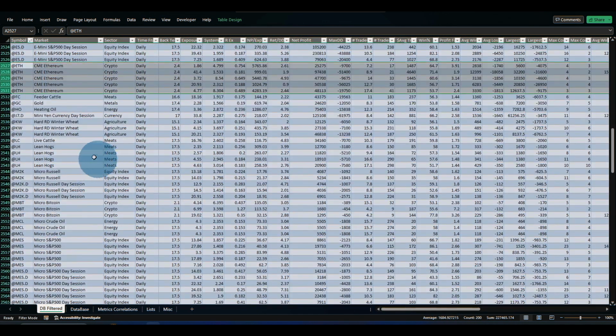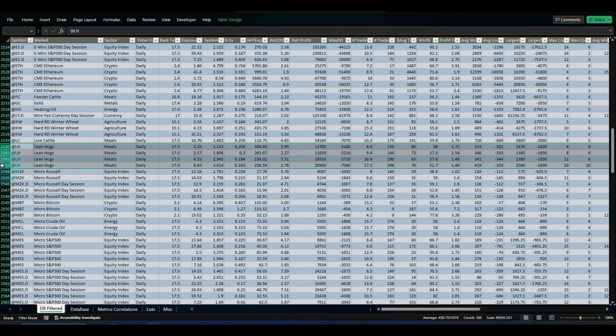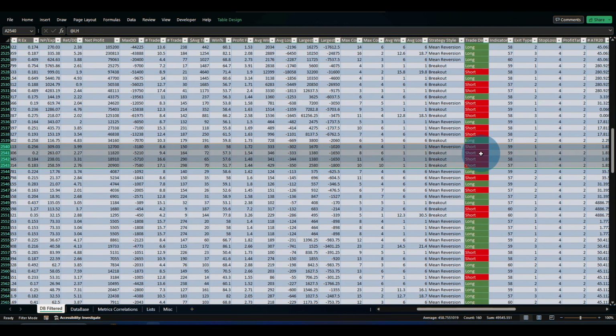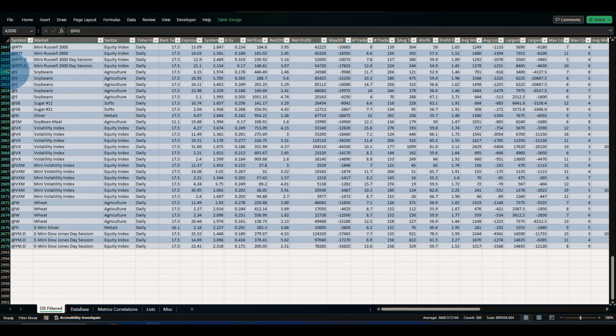Then I go a little bit down, also lean hogs. I have 4 strategies, and we go, they're all short. That's very interesting. 3 of them are breakout. So I know the edge is in short breakout. And soybeans, this is also good. I have 5 strategies on soybeans. This is agriculture. Soybeans have the same big point value like the S&P, $50.